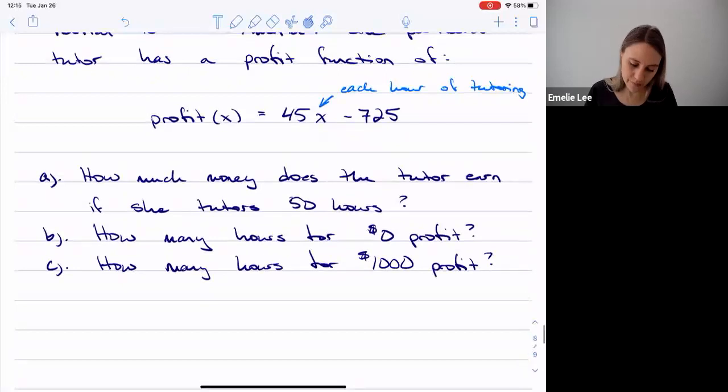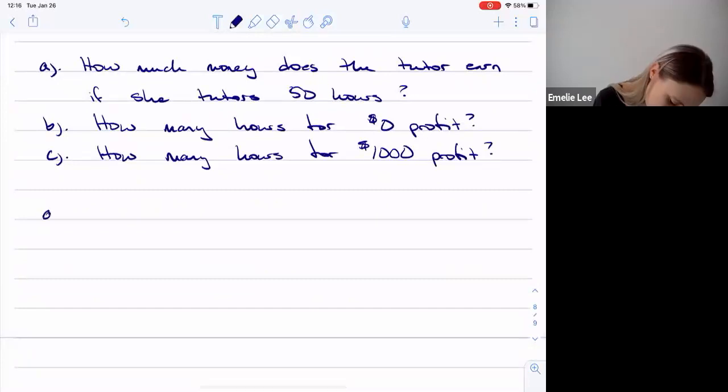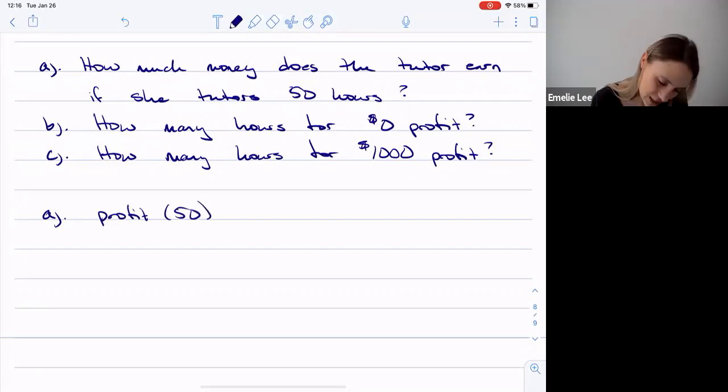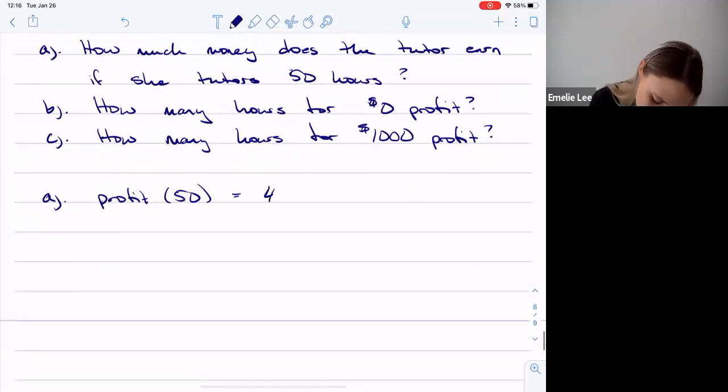So given this profit function, if I am told that I'm working 50 hours, then I can do 45 times 50 and then subtract my fixed cost of 725, right? So for A, no problem here. The profit of 50, so I'm putting in X equals 50, is 45 times 50 minus 725.